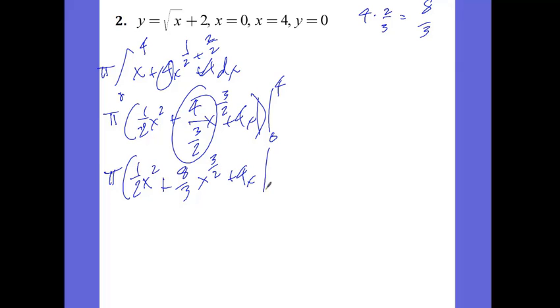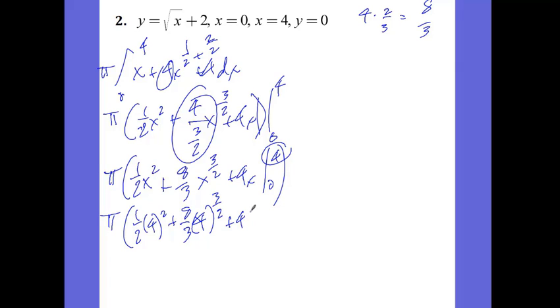Plus 4x from 0 to 4. Okay, so now we're going to plug in our limits of integration in for x. So I got 1/2 4 squared, plug in top one first, plus 8/3 4 to the 3/2, plus 4 times 4. And what's always nice is when you have zero as one of your limits of integration, when you take the antiderivative of any expression, there's going to be the variable x in all of them, so when you plug in 0, that just becomes 0, so that's just going to be 0.